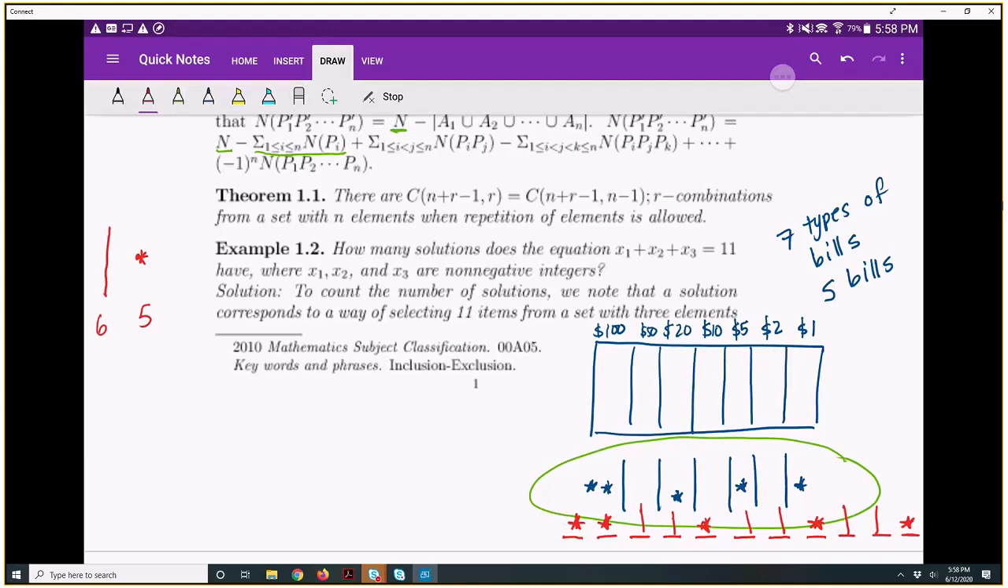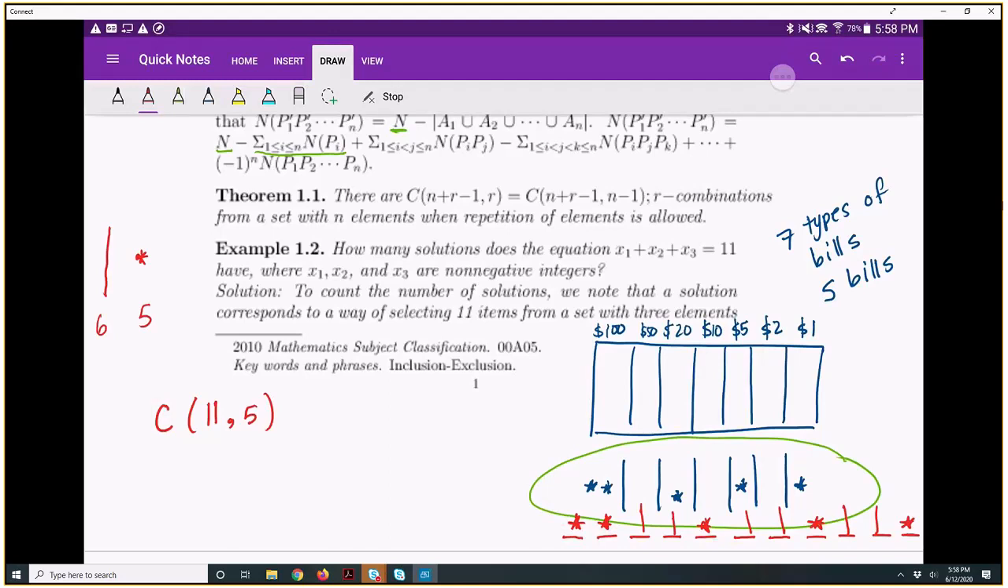So the answer to how many different ways can I take 5 bills of 7 types from the cash register is actually going to be 11 choose 5. And that might be kind of a surprising answer because we're not sure how 7 is coming into play here, but it really comes down to thinking about it this way. What I'm really doing is choosing 5 spots to arrange my stars and filling in the rest with the bars.